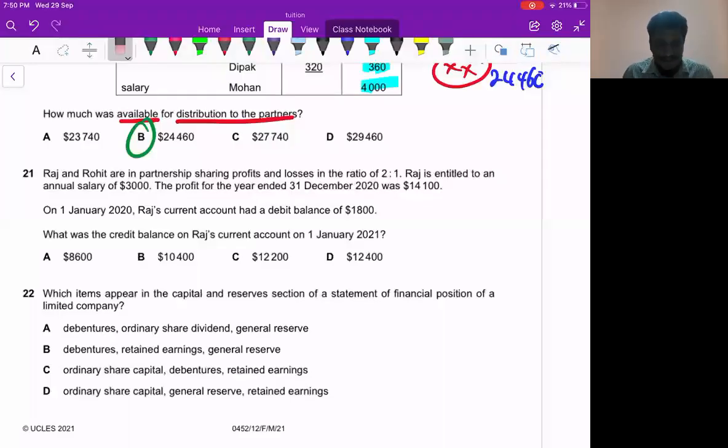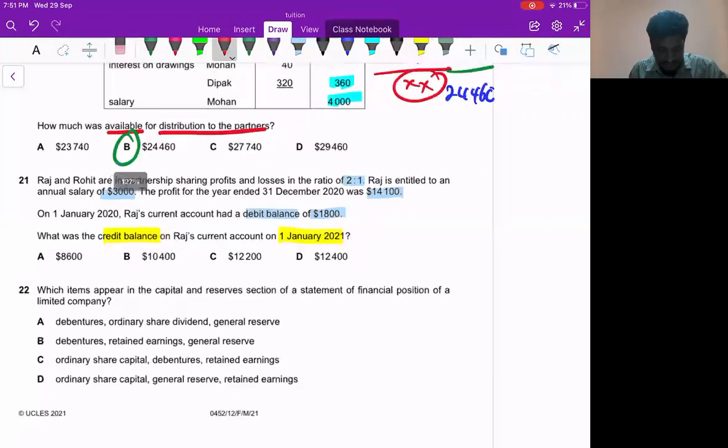Okay, we discussed questions 21 to 35. Raj and Rohit are in a partnership. The profit share is 2 to 1. Raj is entitled to an annual salary of 3,000. The profit is 14,100, and there is a debit balance of 1,800. The question asks me to calculate the balance c/d for this year, which is the balance b/d for next year. So they're asking for the balance.